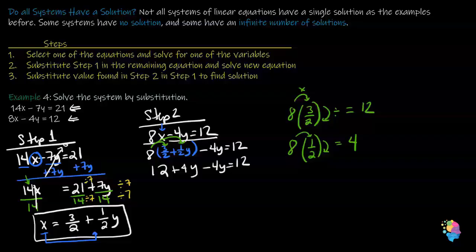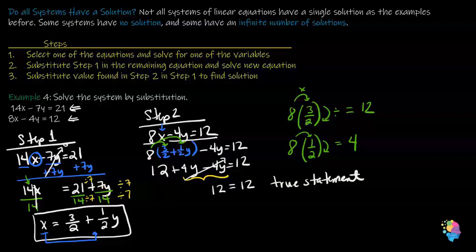There are no fractions, so we can combine like terms. In this case, 4y minus 4y. Well, 4 minus 4 is going to give me 0, leaving me a 12 on the left side and a 12 on the right side. Now, because the left side equals the right side, this is a true statement.